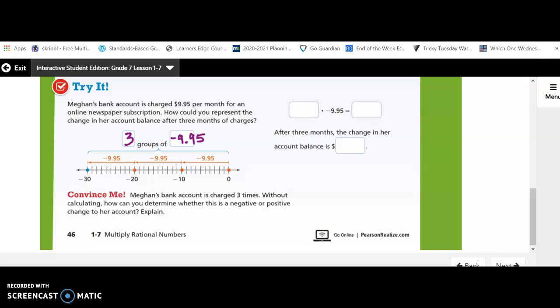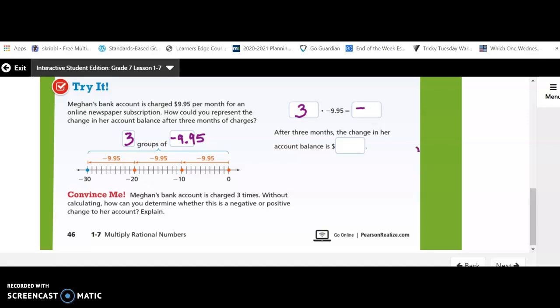So we could think about it as jumping on a number line. Now you'll notice on their number line, they get these numbers very, very close to 30, but it's not actually right on 30. But I do know from my number line that because each of these numbers is really close to 10, my answer should be close to negative 30. And we could also think of it as a math expression. If I have 3 times negative 9.95, we know it's going to be close to negative 30, and we know my answer is going to be negative because all of them are charges.